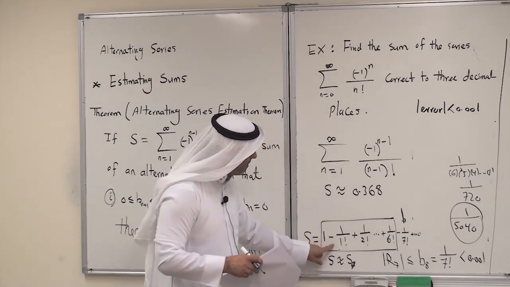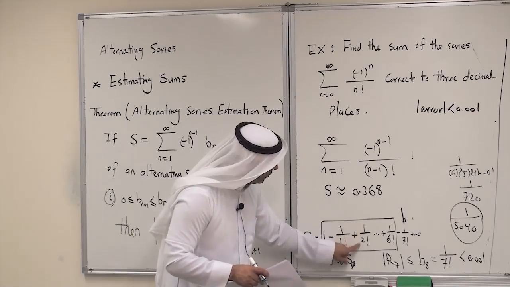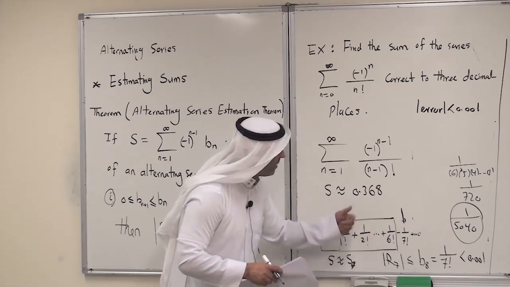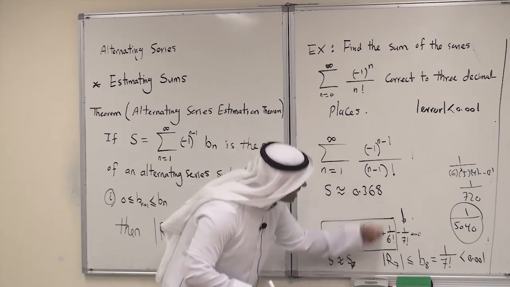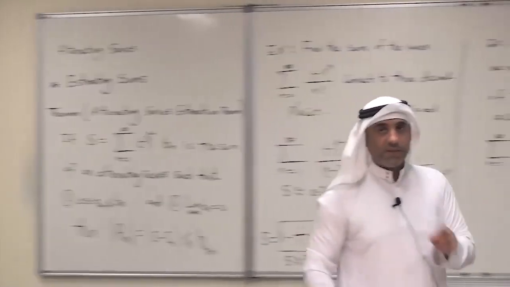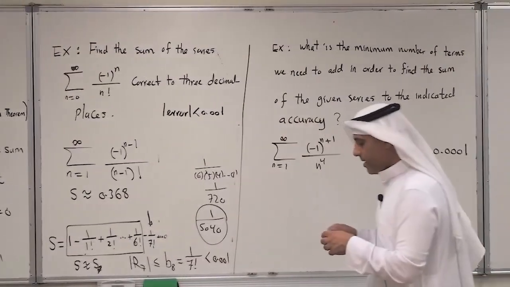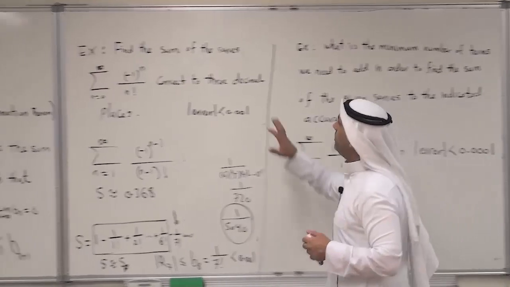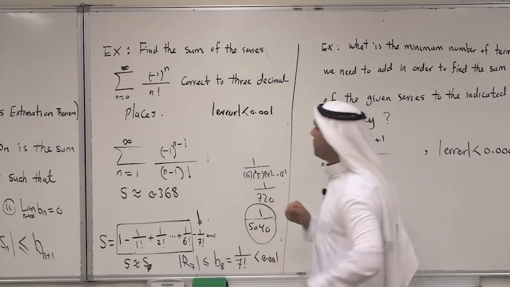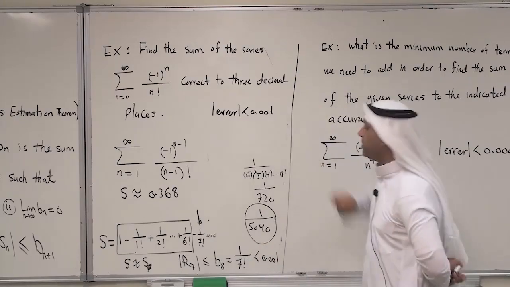So it is 1 minus 1 plus 1 over 2 factorial minus 1 over 3 factorial plus 1 over 4 factorial minus 1 over 5 factorial plus 1 over 6 factorial. That will give you the answer for this specific exercise. I repeat, how to solve the question? I need it to be correct to 3 decimal places, so I need my error to be less than 0.001.